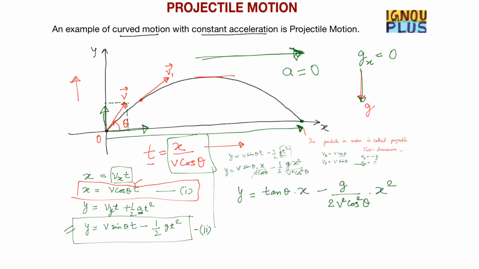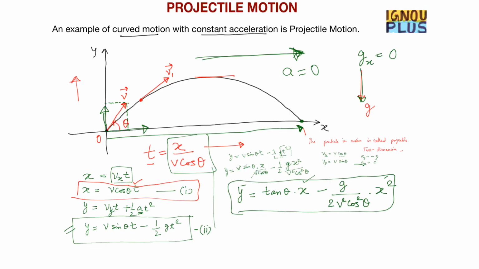Now you can see that in this equation, y is equal to tan theta x minus g by 2 v square cos square theta x square, it has x and y components. So this can define the path of the projectile, and this can also be said as the equation of the trajectory of the projectile.